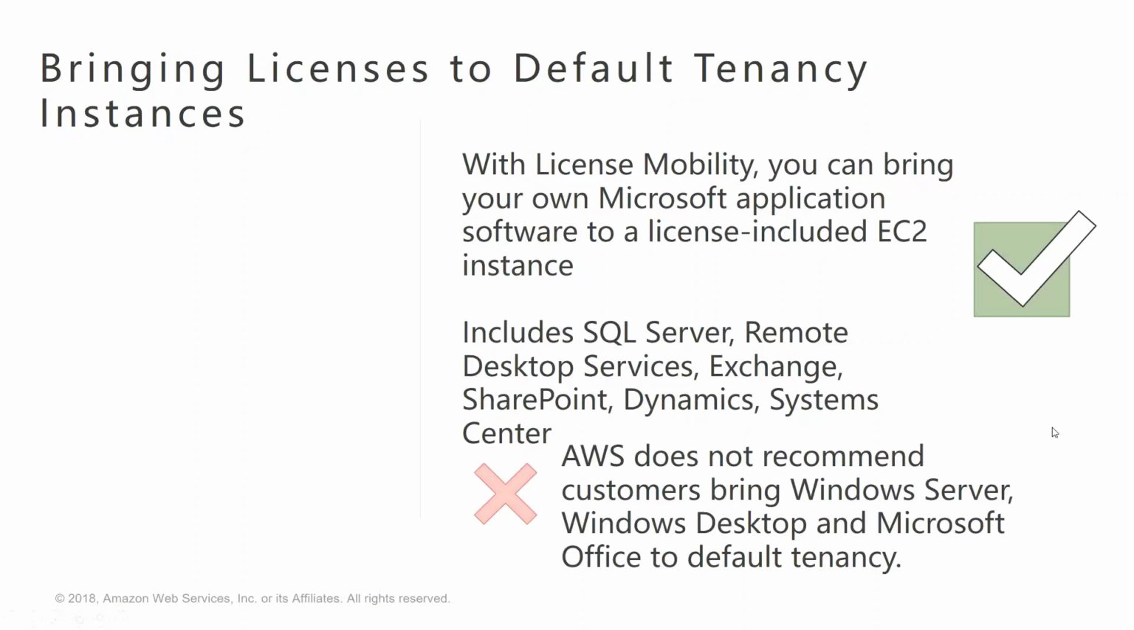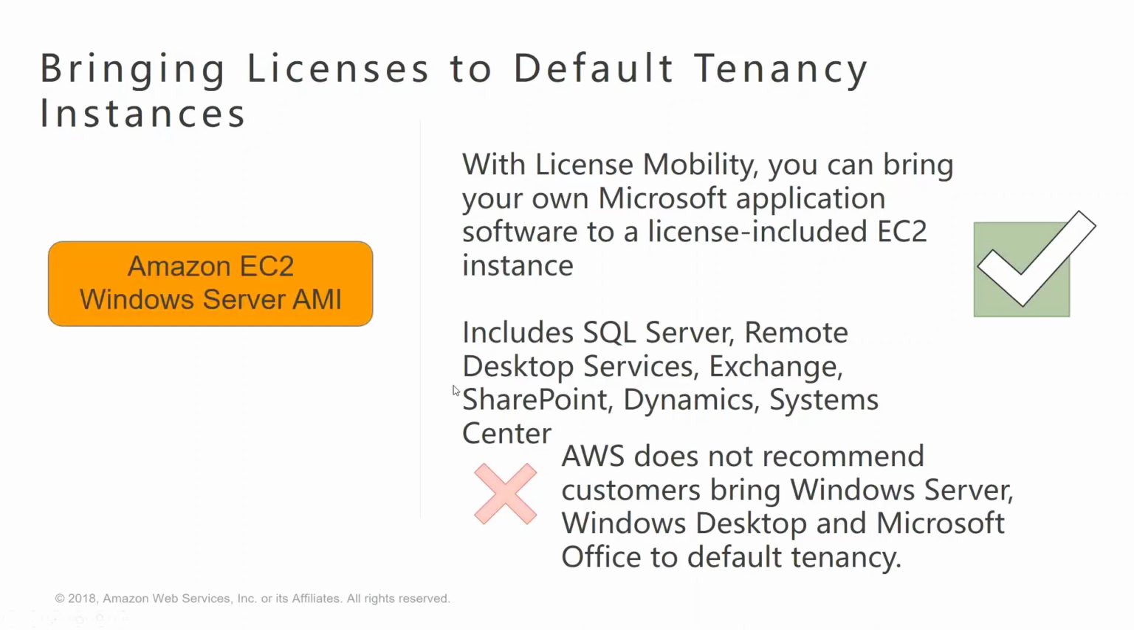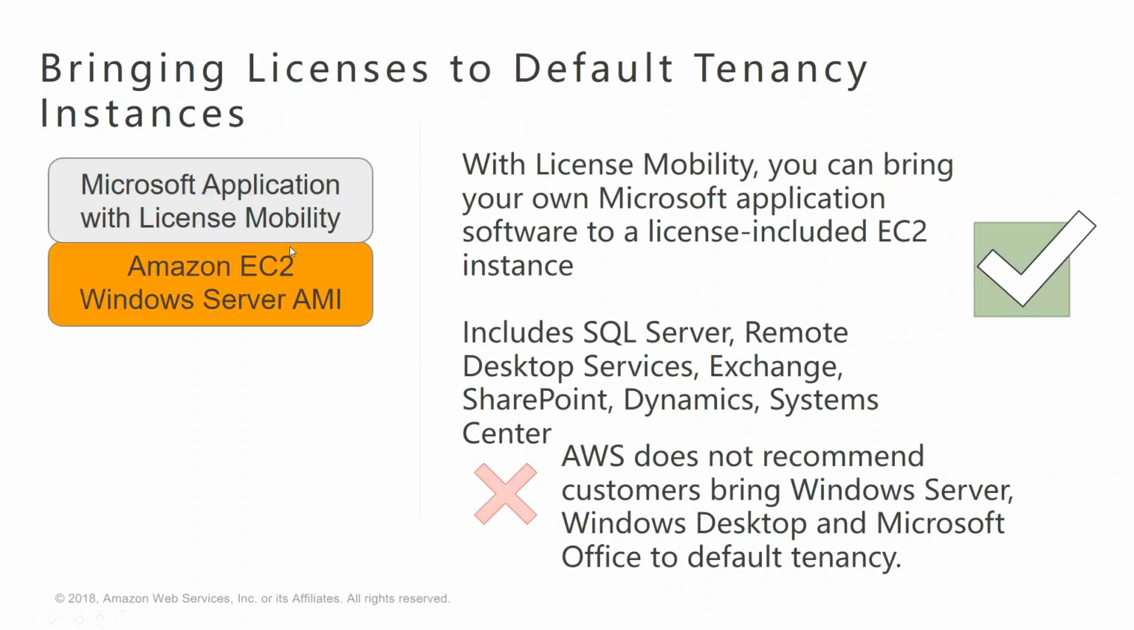We do not recommend that you bring Windows Server, Windows Desktop, or Microsoft Office to a default tenant. So how does this work? When you bring that license to default tenants, you're going to select an Amazon EC2 instance type with the license included, Windows Server. And then on top of that, you are going to bring your own application with license mobility. In this case, it might be SQL Server.